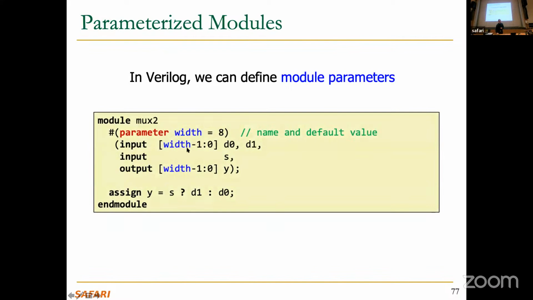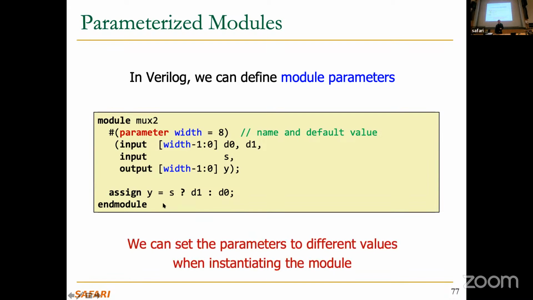For example, this is a two input mux, and the data inputs can be of width that's specified when you instantiate the mux. If you don't specify anything, it's going to be 8-bit data inputs. That's what this says, parameter width equals 8. But you can change it, as we will see in a little bit. And this is the mux, basically, as you've seen. We've already seen this mux, right? So you can set the parameters to different values when instantiating the module.